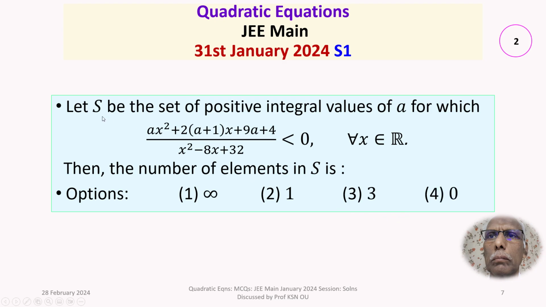So S is the set of positive integral values of a. Positive integral values of a means a belongs to the set of natural numbers. For how many positive integral values of a is this one less than 0 for all x belongs to R? Note down, for all x belongs to R. How many elements are there in S? That means we are required to find n of S.